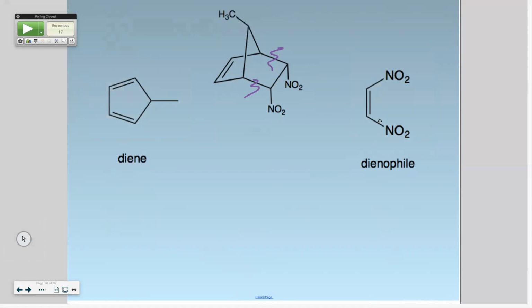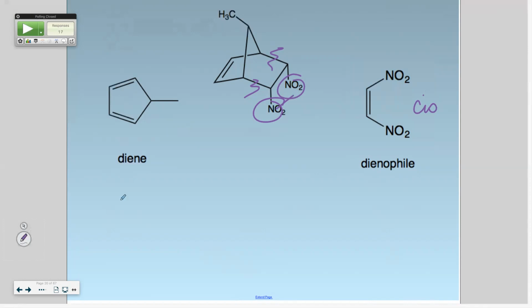Here the nitros are on the same side. This is a cis double bond, right? All right, let me get so I can write. Cis double bond. Notice that they're both down over here, and they're both on the same side.